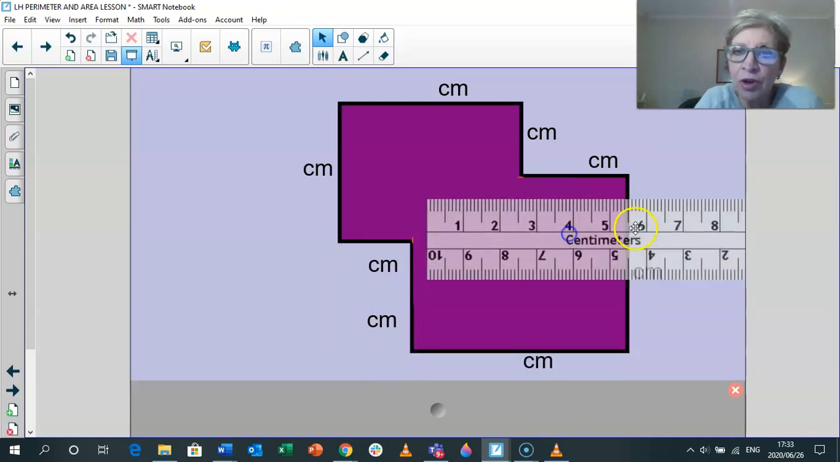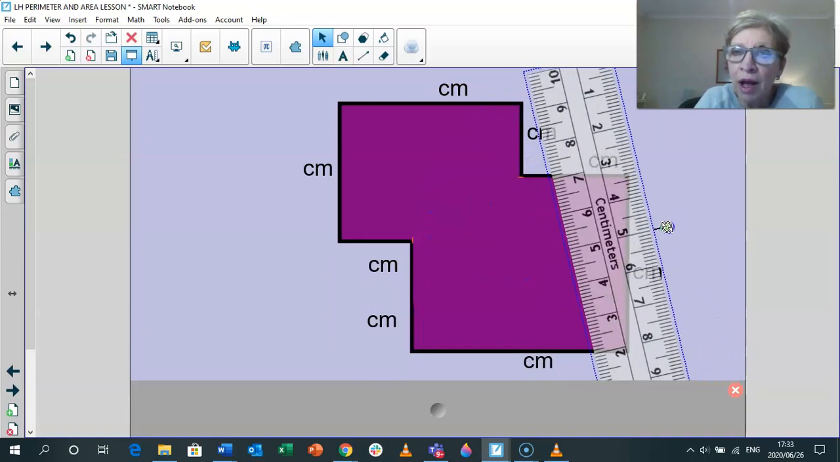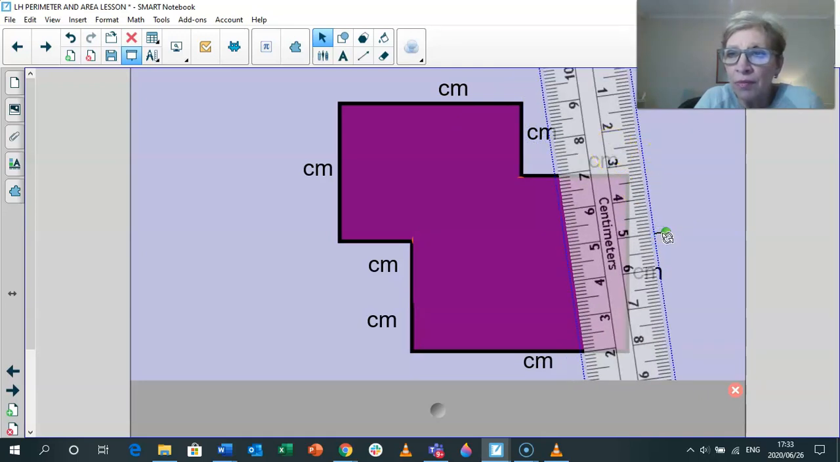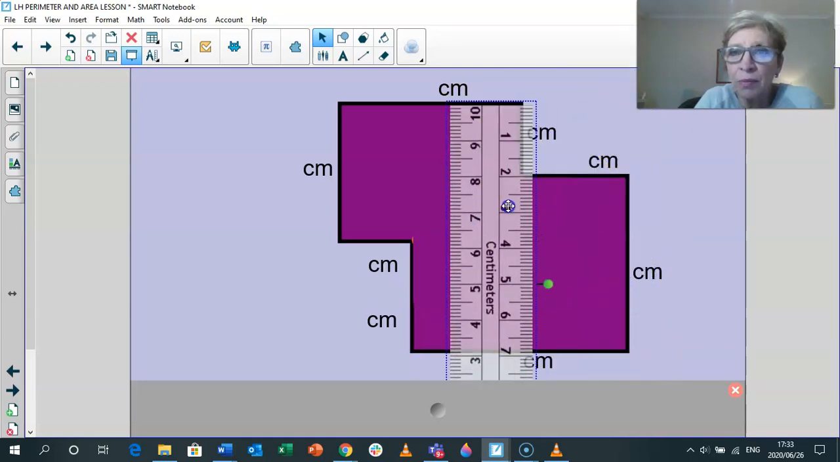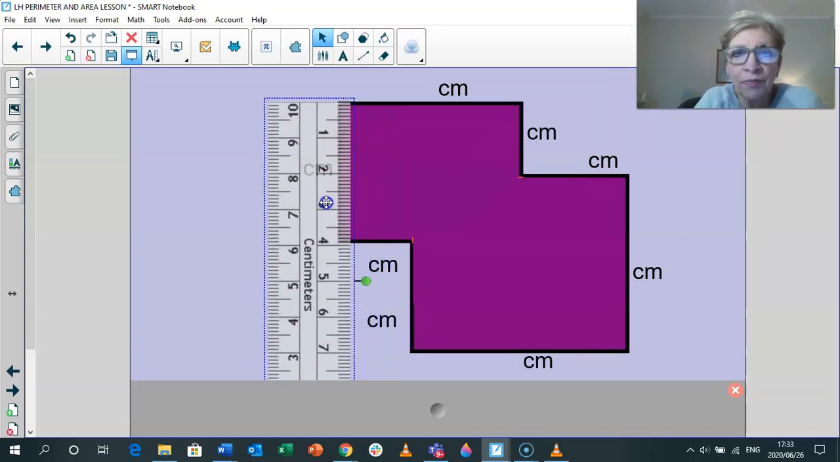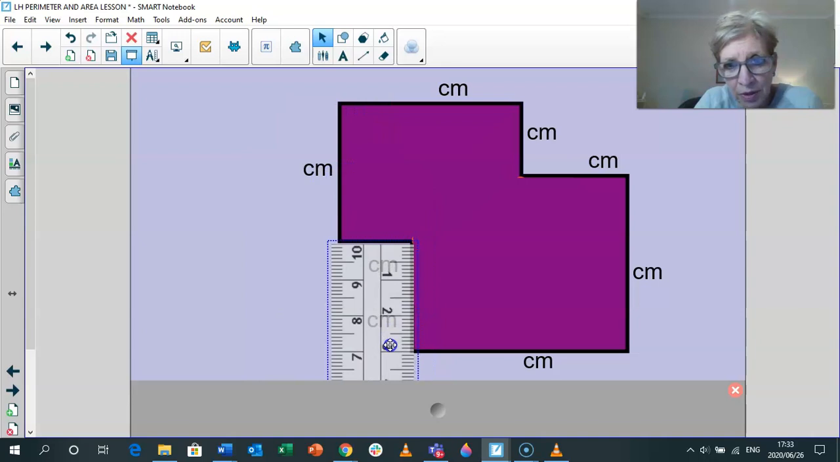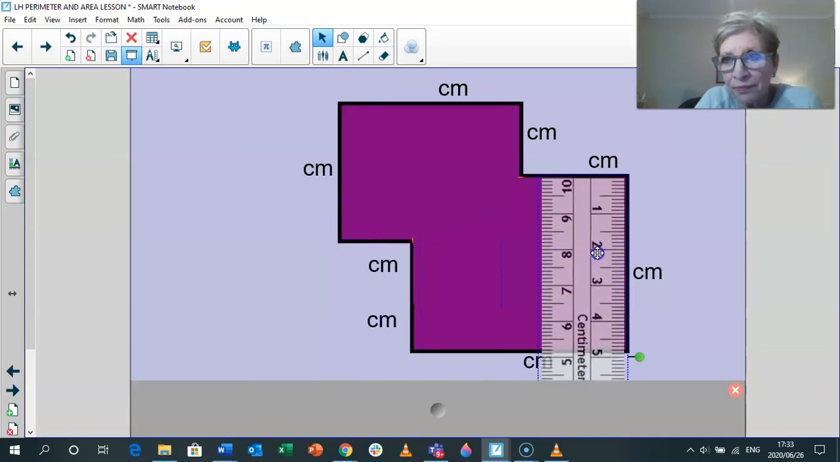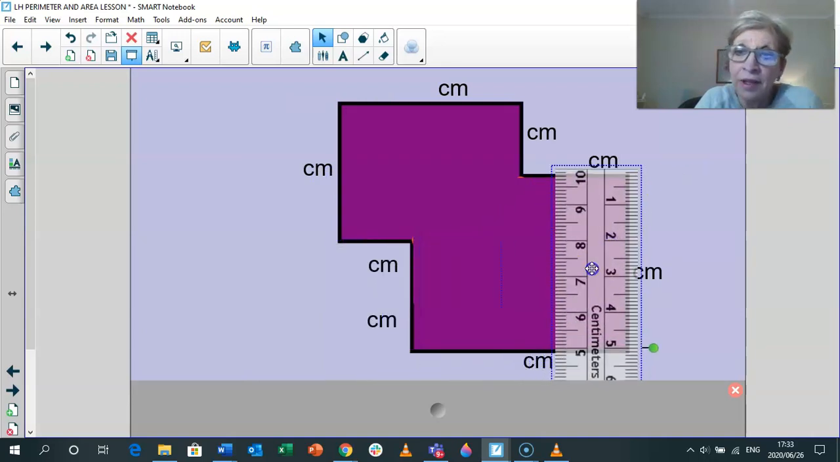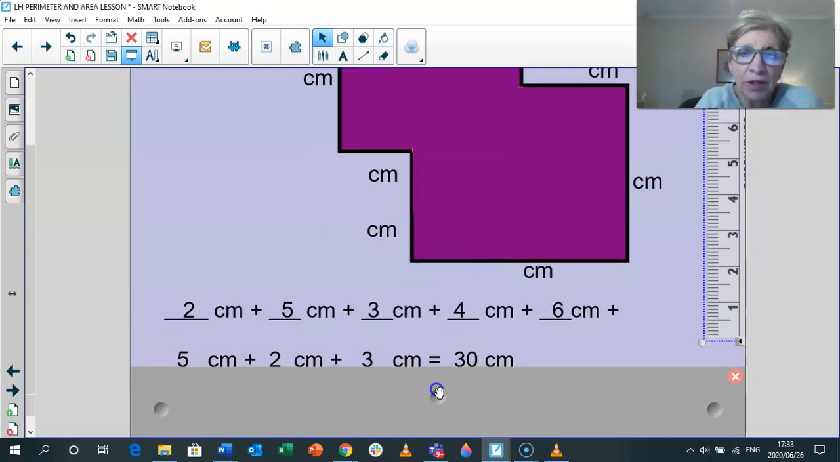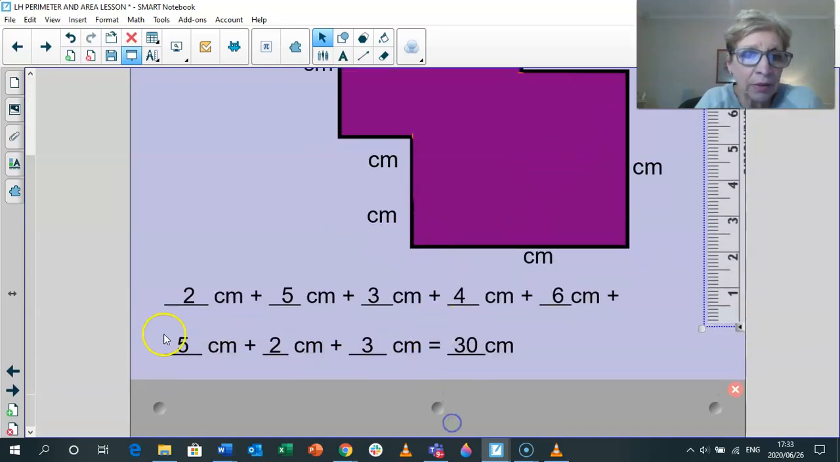Right, now I'm going to turn my ruler around, and I'm going to measure all the sides of this one. I don't want to bore you, so I'm going to go quickly. 2, 4, 3, and 5. Right, so let's add them all up. Let's hope this one has added up correctly, because there are quite a lot of numbers here. So 2 centimeters plus 5 plus 3 plus 4 plus 6 plus 5 plus 2 plus 3 is 30 centimeters.